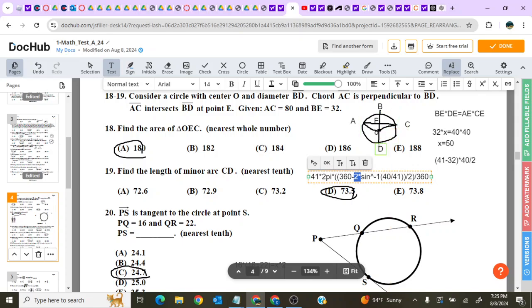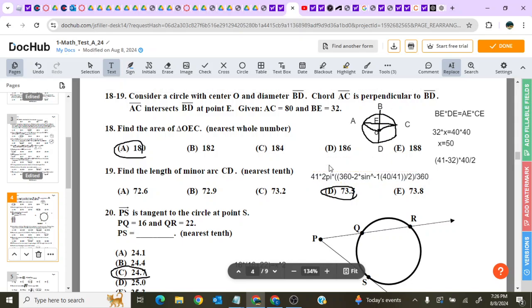However, the length of CD is a bit different. Since the entire circle is 360 degrees, like I mentioned, the proportion of the circumference this arc encompasses is going to be equivalent to the measurement divided by the entire 360 degrees in a circle. So circumference of your circle times your angle over 360 degrees. Do that, you get a length of 73.5.